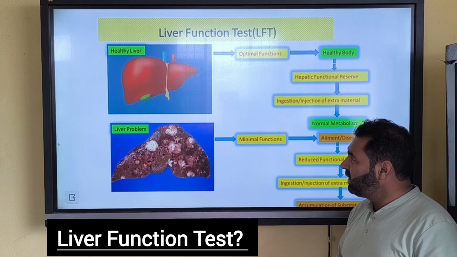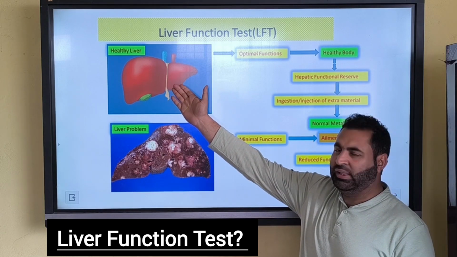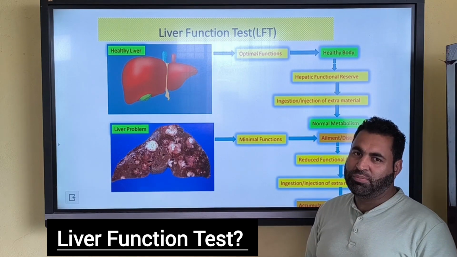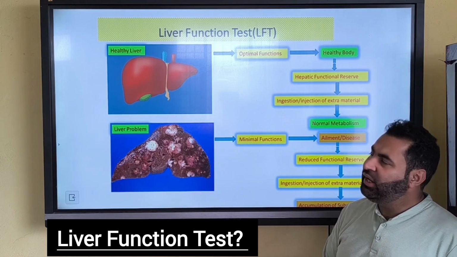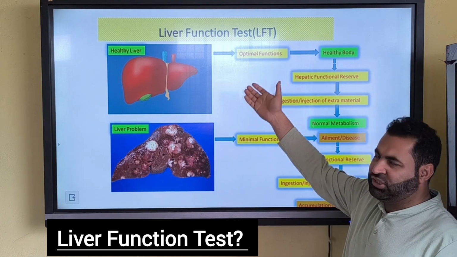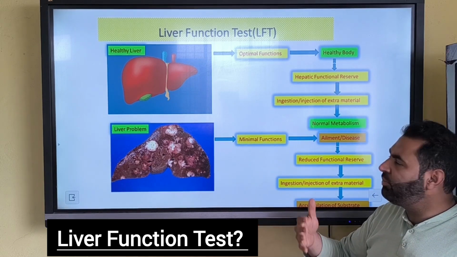Let us discuss these two problems. We have a healthy person. Obviously, if he is a healthy person, he will have a healthy liver. So his liver will be functioning very nicely, optimally.